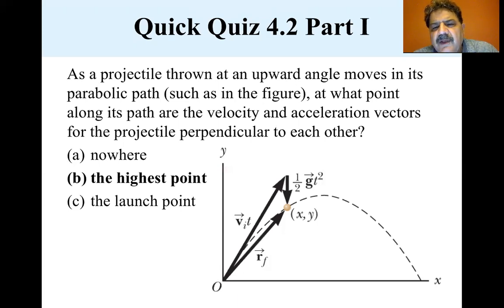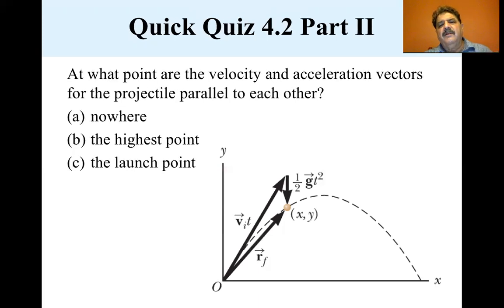Why? If you think about it, at the highest point, the vertical velocity is actually 0, and so the velocity is only the velocity in the horizontal direction, the vx, and the acceleration is g, and it's downward. So you've got the horizontal velocity going this way, and the gravitational acceleration vector going down, and they're perpendicular to each other.